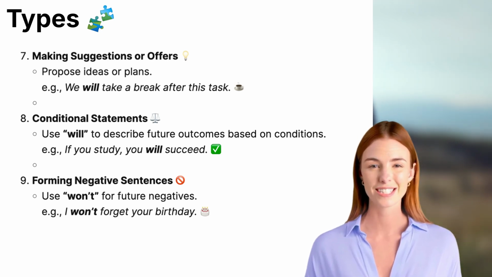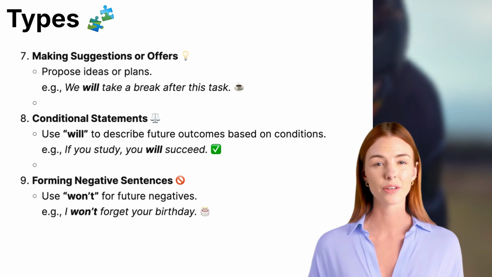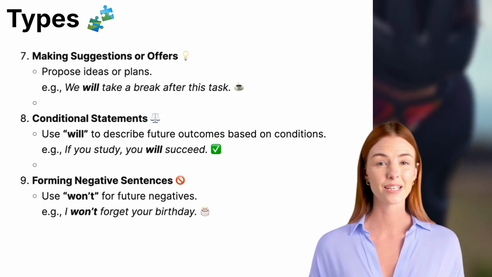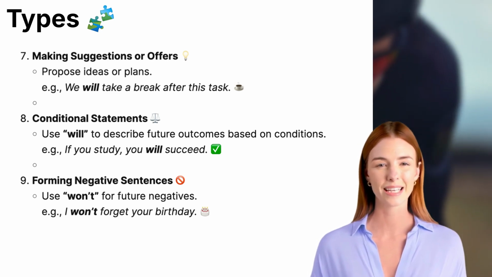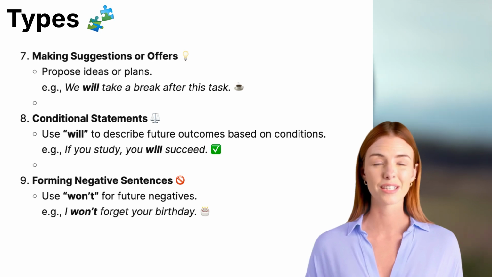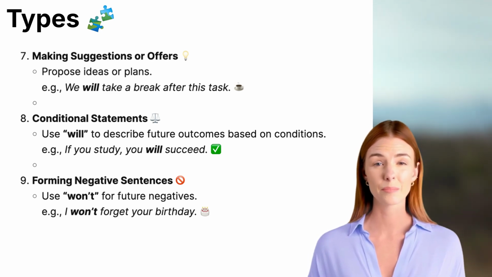8. Conditional statements. Will is used in if clauses to describe future outcomes based on conditions. Example: If you study, you will succeed. This means success depends on studying. More examples: If it rains, we will stay inside. If you work hard, you will get a promotion.